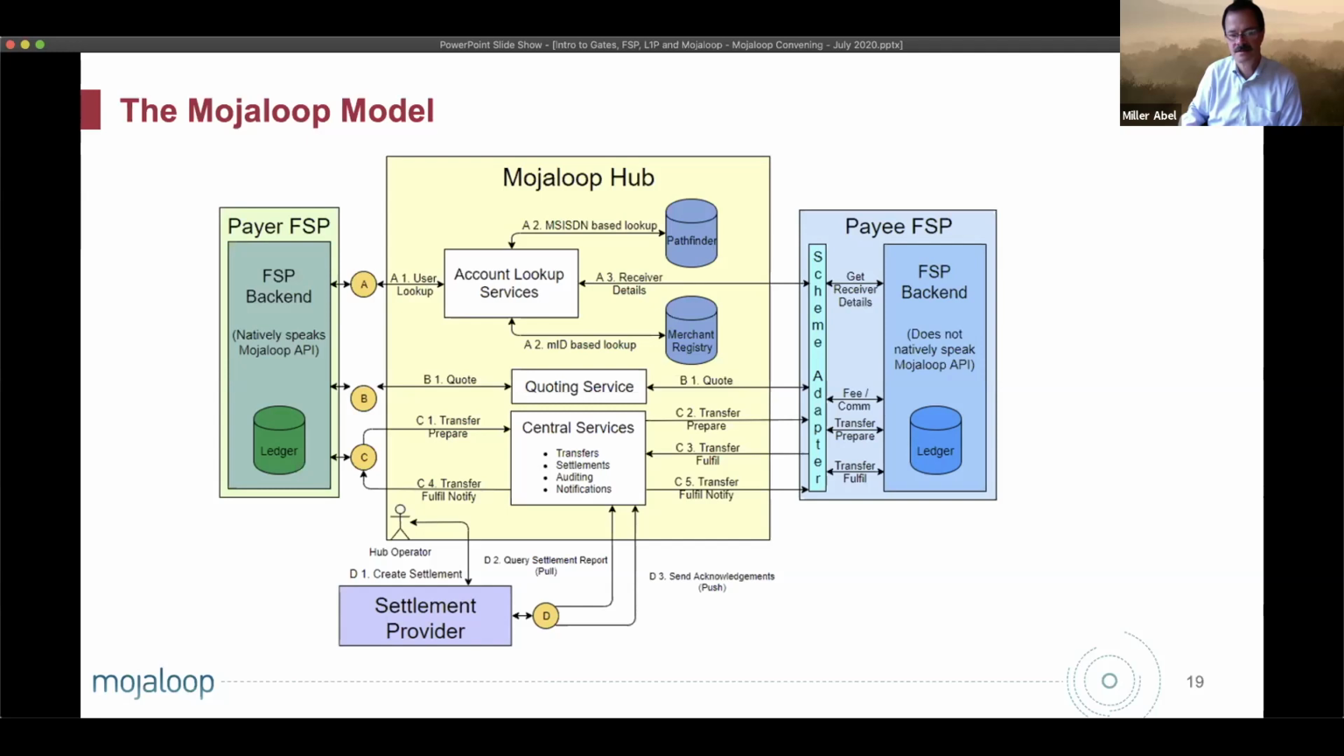Mojaloop is the account and record keeper for this. It holds the core central truth of transfers. You notice I'm saying the word transfer, not transaction. Mojaloop doesn't care about the transaction details. It cares only about the transfer of money. That is, it needs to be told: who are you? Who do you want to transfer money to? That's who are you paying? And how much do you want to pay?